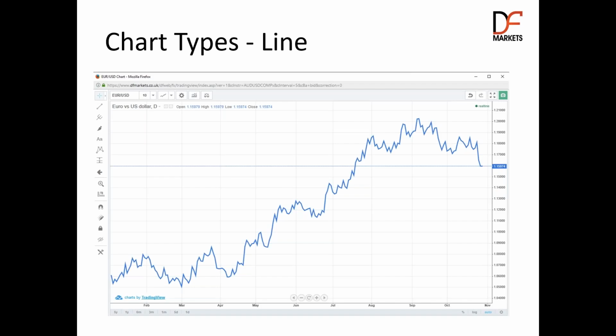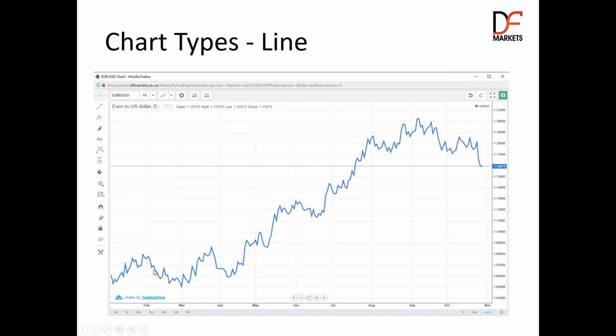Okay, so chart types. There is a very simple line chart, and this is from the Div Markets platform. It's going to take you through to these charts, most of the charts on the presentation, in fact, not all, but most. So there's a line chart, nice and simple. We're just joining up closes. That's a daily line chart. Each close gets joined to the next by the line and plotted, and that's actually the euro against the US dollar.